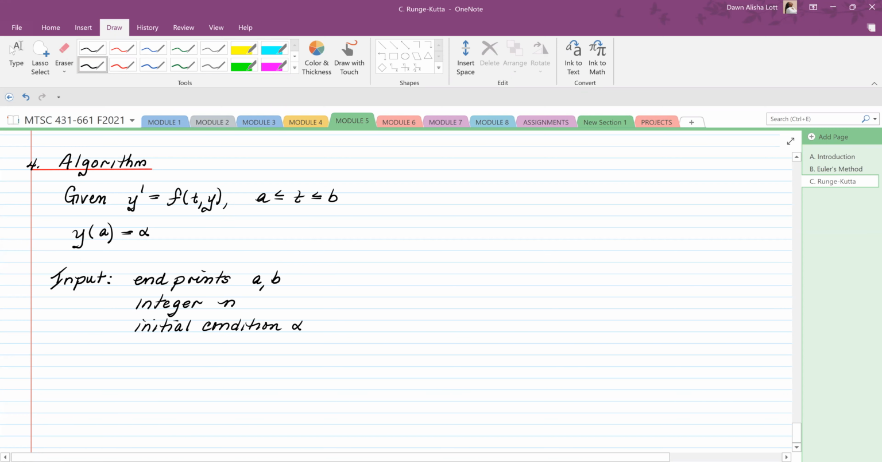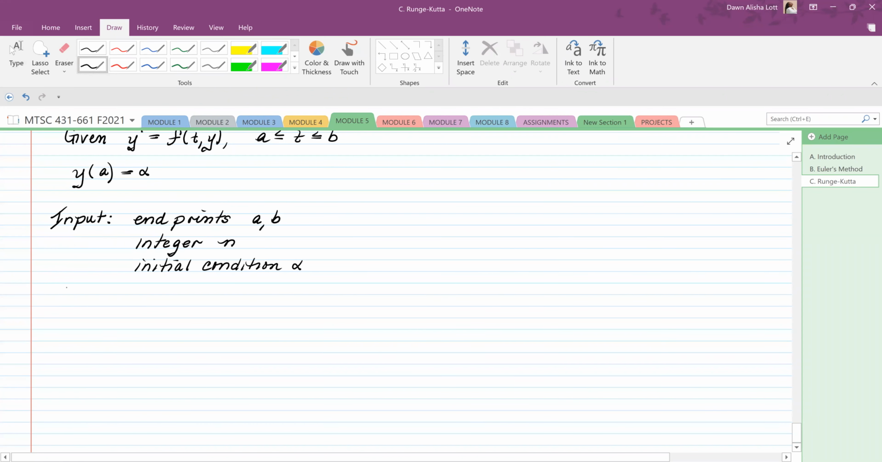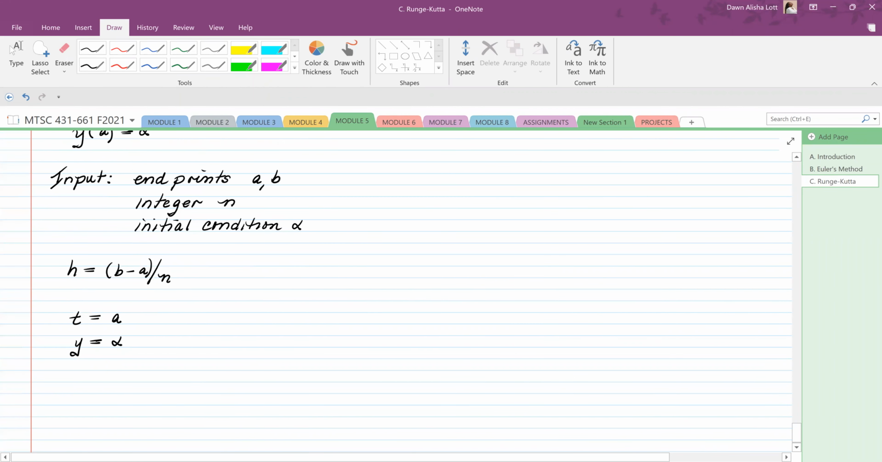You need to know alpha. All right, so then you will compute H is equal to (B minus A) over N. Okay, you will let T start off as alpha and Y. I'm sorry, T starts off at A and Y starts off at alpha. And go ahead and print those.